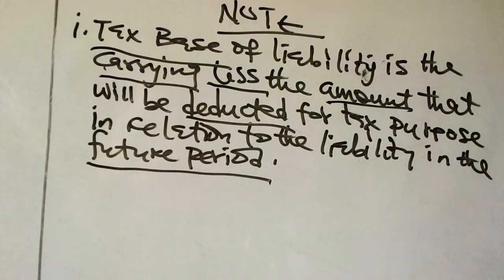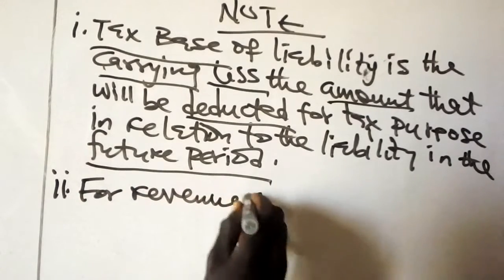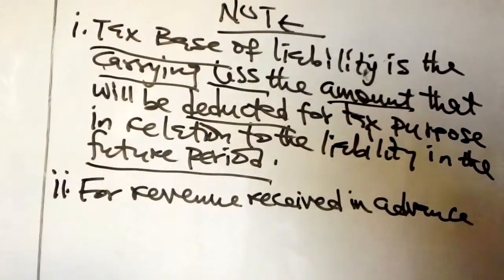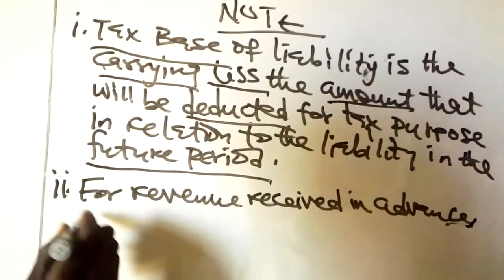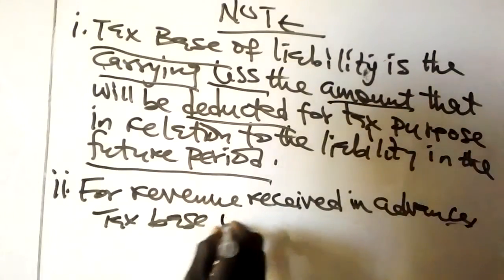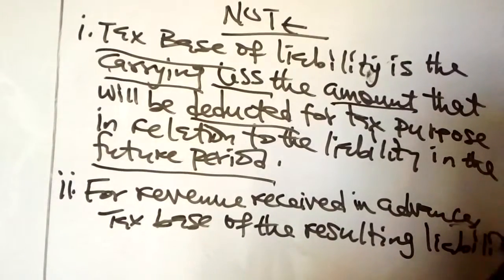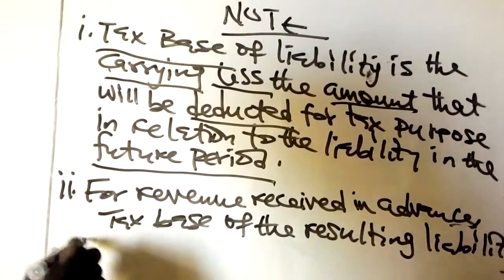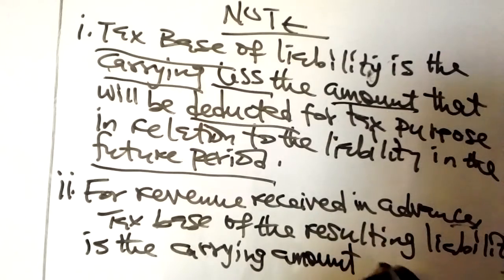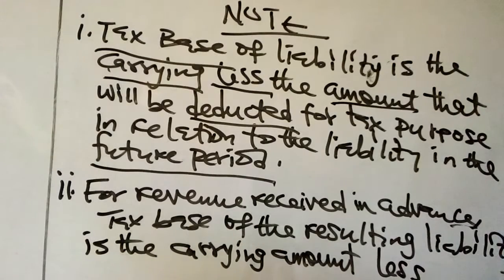Number 2, for revenue received in advance. If it is revenue received in advance, the tax base of the resulting liability is the carrying amount of the liability less revenue that will not be deducted in the future period.